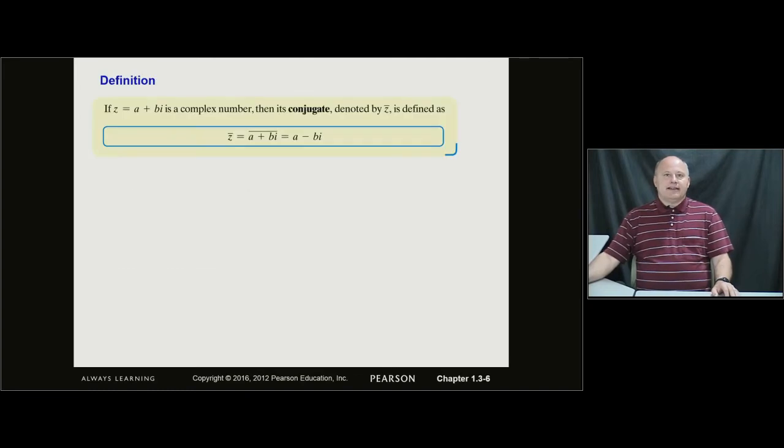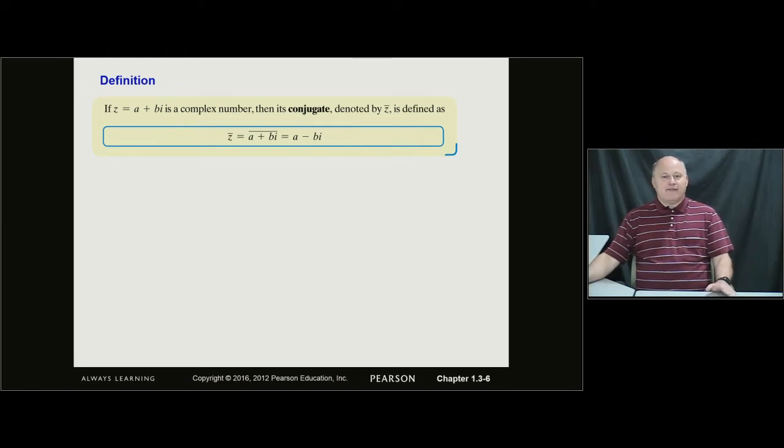Alrighty? So definition. If z is equal to a plus bi, now they're letting z just be denoted by a plus bi, and it's a complex number, then the conjugate is denoted by z bar, with a little bar above the z, and it's defined as a minus bi. A lot of people get these confused with opposites. The conjugate is only the opposite of the second term. If you take the opposite of a complex number, a plus bi, you would get negative a minus bi. So both terms are opposite of it.